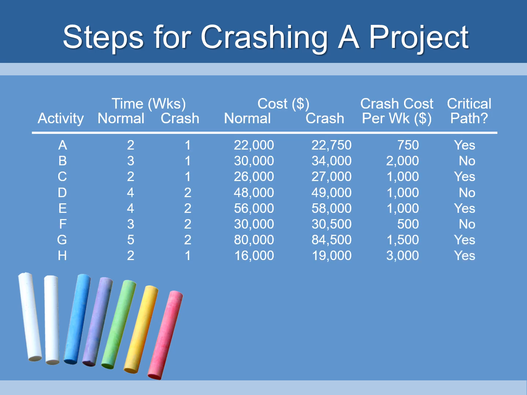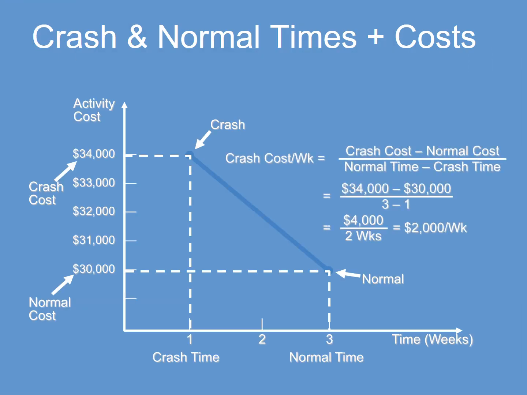So let's look here at steps for crashing. We have this step here. It's on the critical path. The cost would be $750. This one is not on the critical path. The cost would be $2,000, and so on down the line. Obviously, step F has the lowest crash costs per week, and it's not on the critical path. So you calculate it out, and you look to see what you can crash at the least cost and still help bring the project in on time.